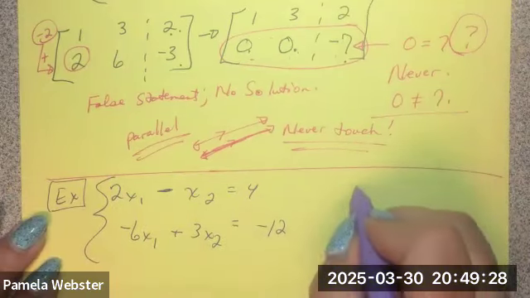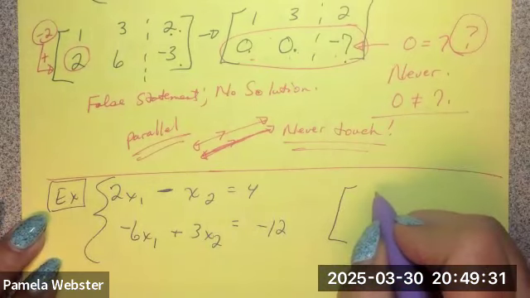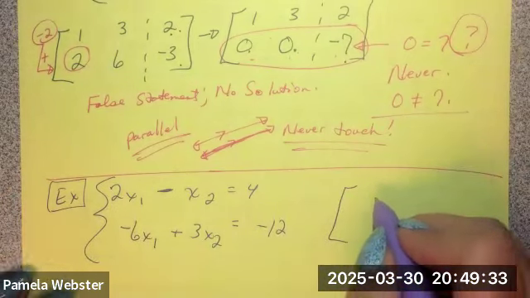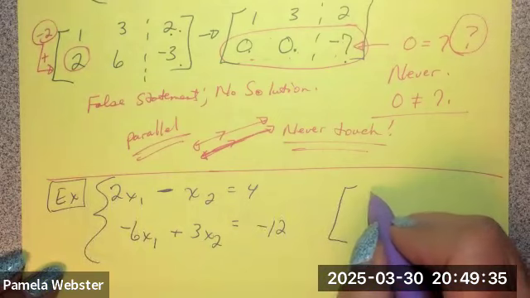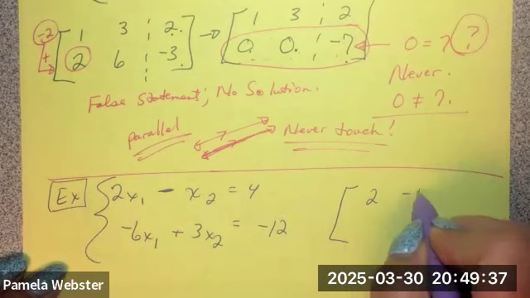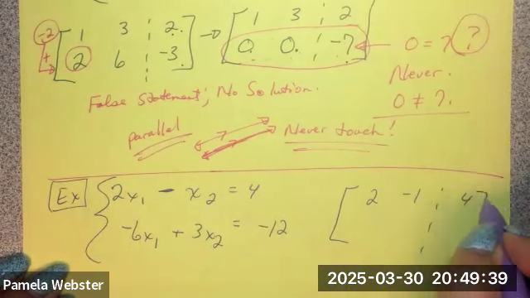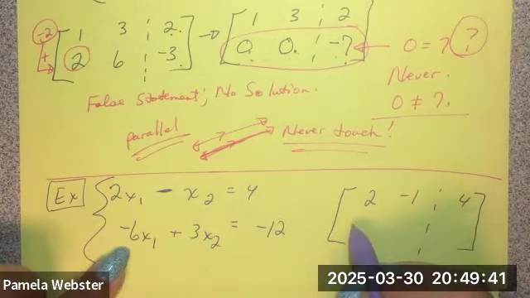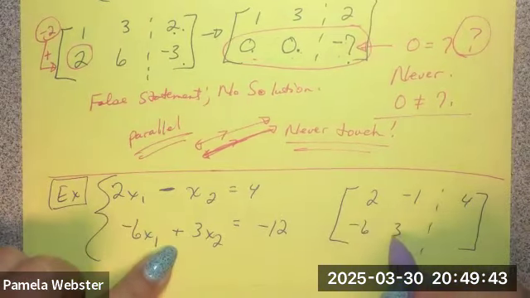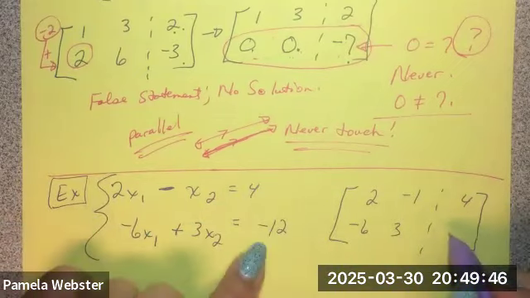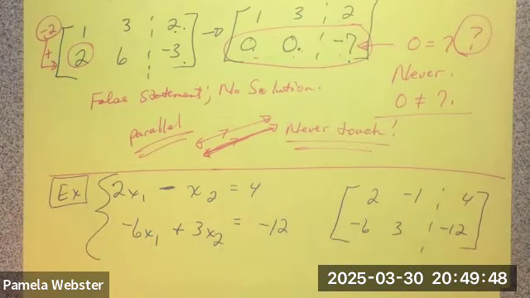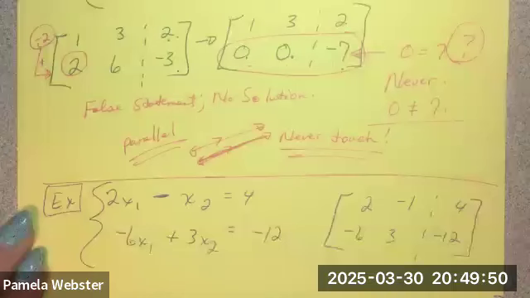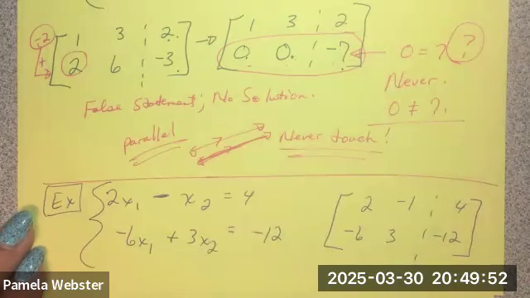If we're not on top of it, which sometimes we can see it, but we don't quite know what that means, it's okay. We can go ahead and work our way through this. This is 2, -1, and 4. And this is -6, 3, -12. Okay, set up my augmented matrix. 2, -1, 4, -6, 3, -12.